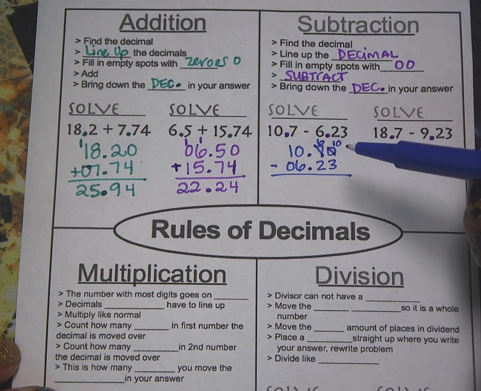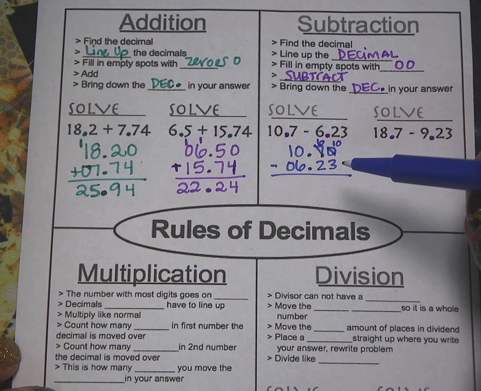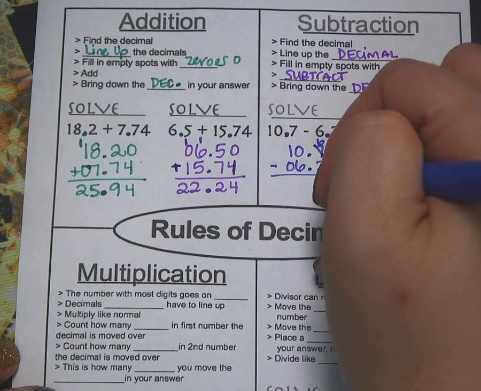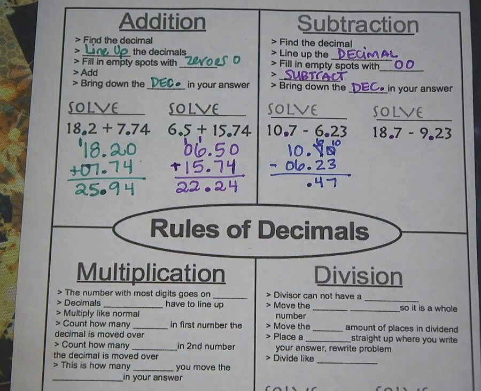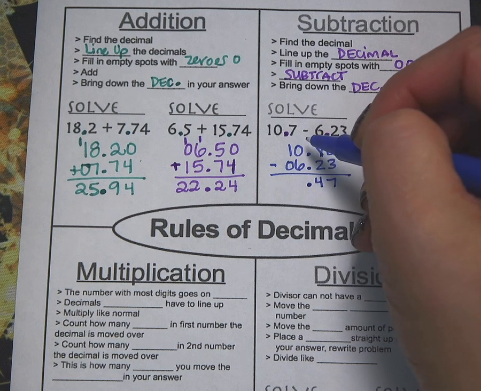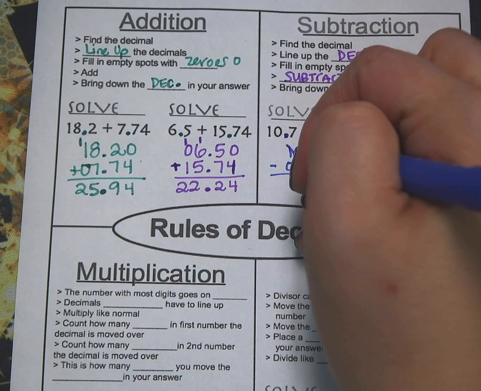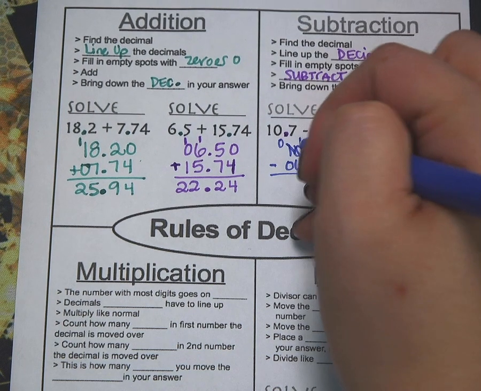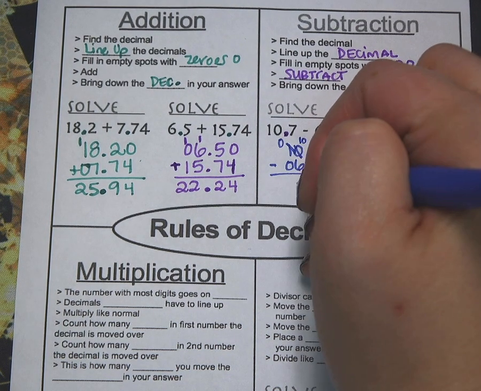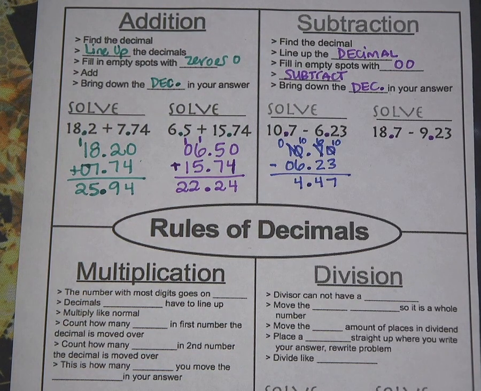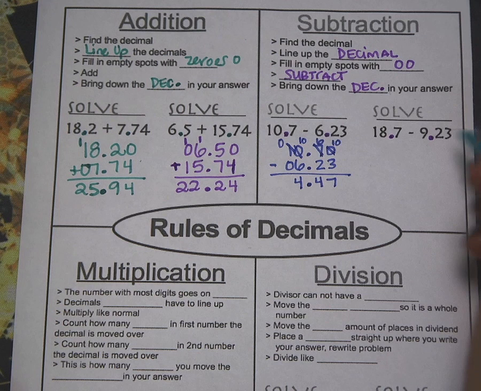What is 10 minus 3? 7. Good job. What's 6 minus 2? 4. Good. Big bold decimal. Bring it down. Can I take 6 from nothing? No. Go next door. I borrow from the 10, and my 0 becomes a 10. 10 minus 6 is 4. 0 minus 0 is 0. So 4.47. Okay. My next one, 18.7 minus 9.23.